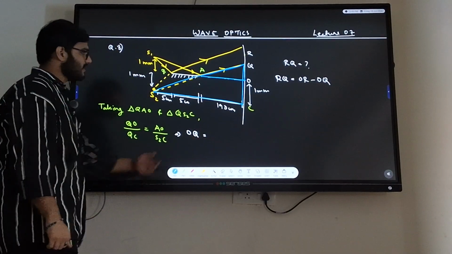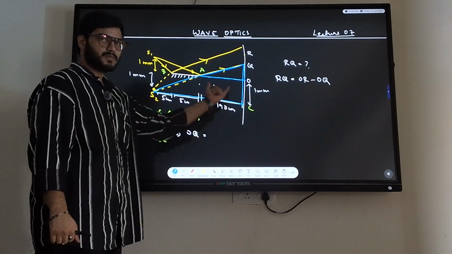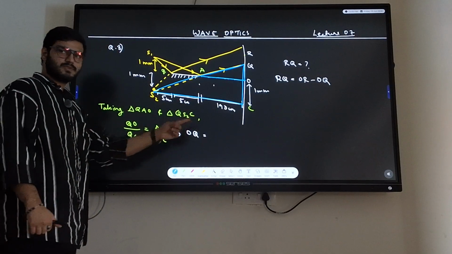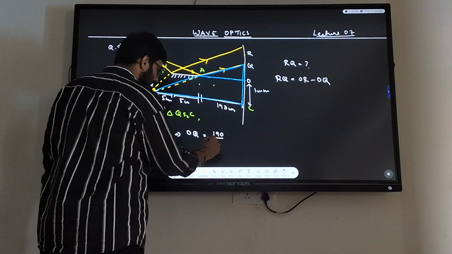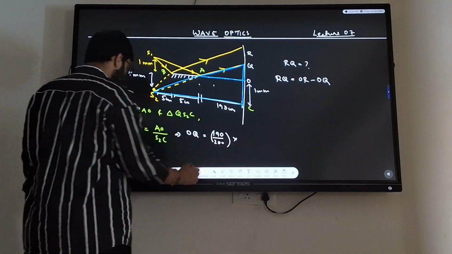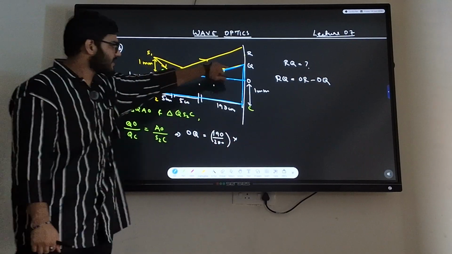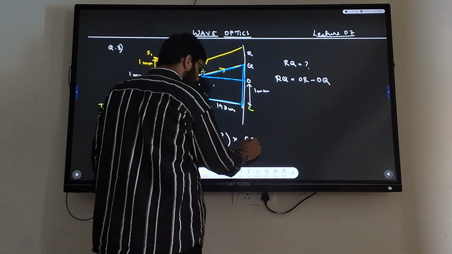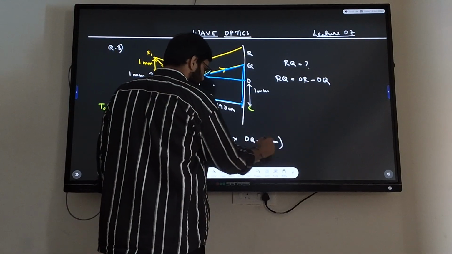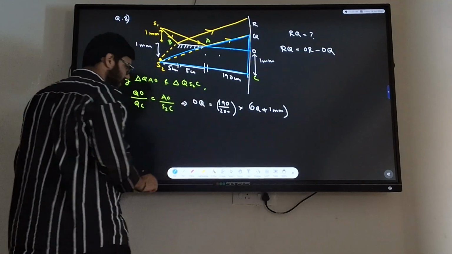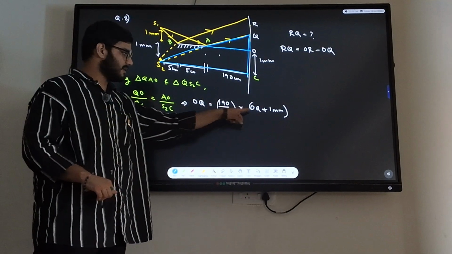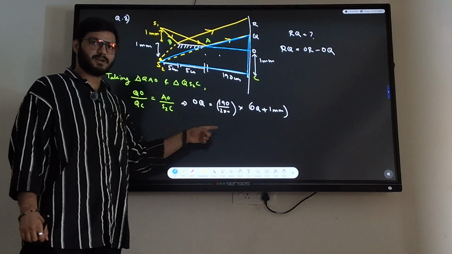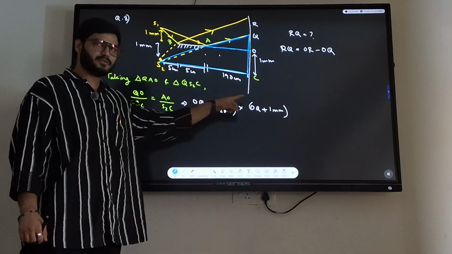What is AO by the way? 190. And what about S2C? 200. So that's 190 divided by 200 into what is QC? QC can be written as QO plus OC, no? That's OQ plus 1 millimeter. And now you do this algebra. It's very simple. I think this is 19 by 20 multiplied by OQ, goes to the other side. 1 minus 19 by 20, that's 1 by 20. 1 by 20 OQ is equal to 19 by 20.